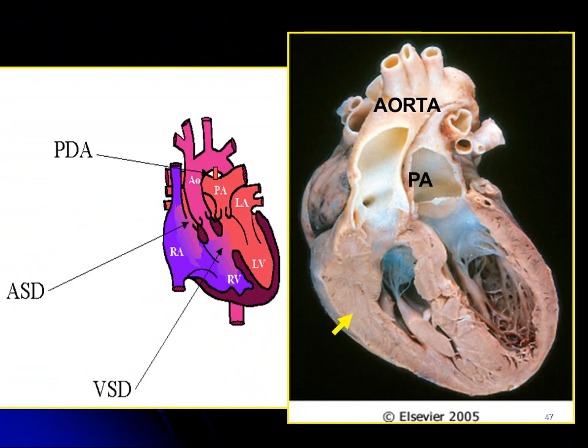This is a gross picture of transposition of great vessels. Notice that the great vessels, aorta and the pulmonary artery, are malpositioned and switched, with the aorta emanating from the right side of the heart and the pulmonary artery emanating from the left ventricle. The right ventricle becomes hypertrophic, which appears on the yellow arrow, as it needs a higher workload to propel blood to the systemic circulation. The schematic diagram is seen on the left.